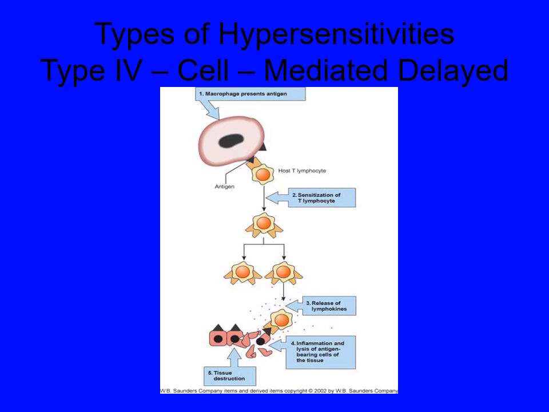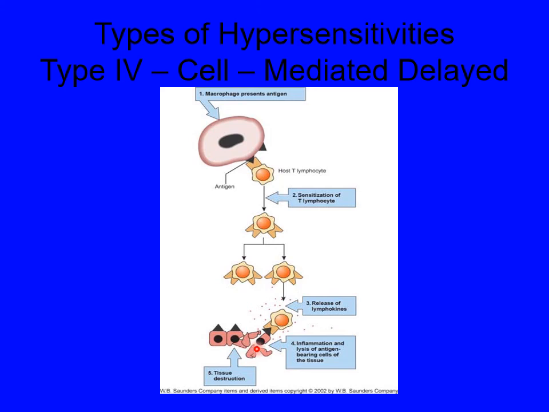Now, type 4 is a cell-mediated delayed type of hypersensitivity, and this is where you get antigens binding to T lymphocytes, and the sensitized lymphocytes release lymphokines, and this is what causes your problem. So here, the macrophage presents the antigen to the T lymphocyte. Then the T lymphocyte becomes sensitized and it starts to release lymphokines, and this causes inflammation and lysis of antigen-bearing cells of the tissue, and the tissue becomes destroyed.